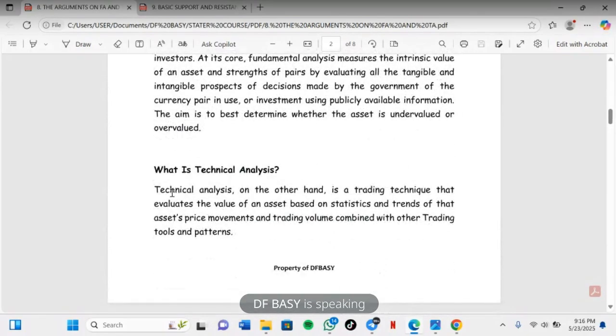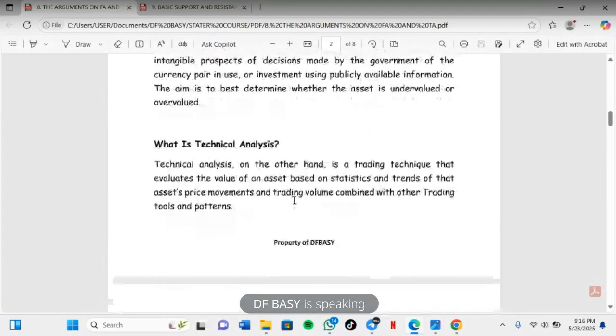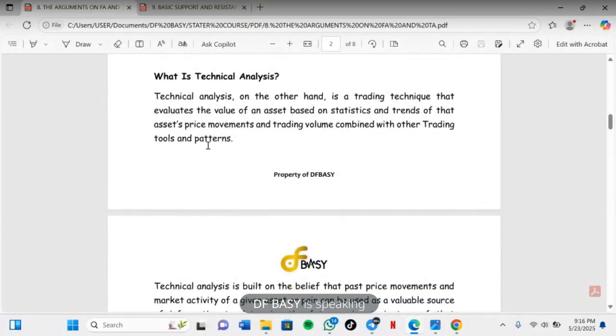Technical analysis, on the other hand, is a trading technique that evaluates the value of an asset based on statistics and trends of that asset's price movement and trading volume, combined with trading tools and patterns.